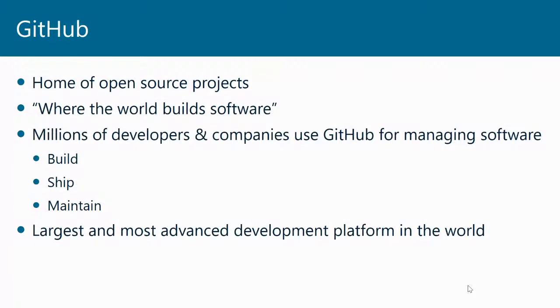First thing I want to make you aware of is a little bit about GitHub and what GitHub is about and what they say on their website, in fact, as their objective. You should know that GitHub is the home of open source projects. It is the de facto standard place where people put their repositories for their open source projects. And the quote directly from their website is, "where the world builds software." And there are millions of developers and companies that use GitHub for managing software. The type of management that they do is building, shipping, and maintaining software. And it is the largest and most advanced development platform in the world.